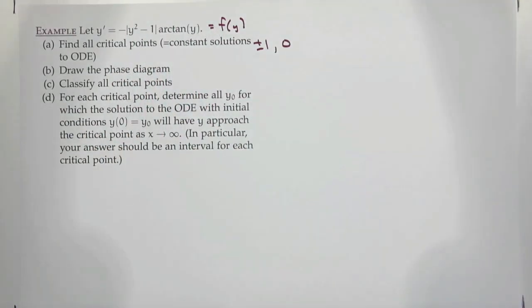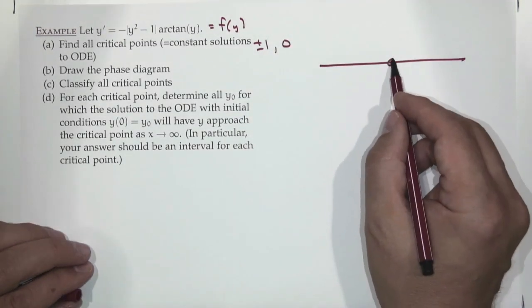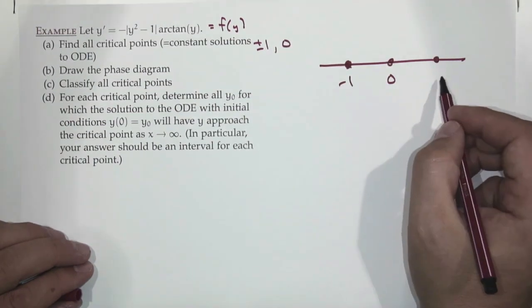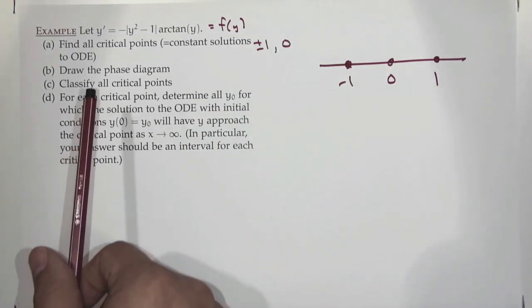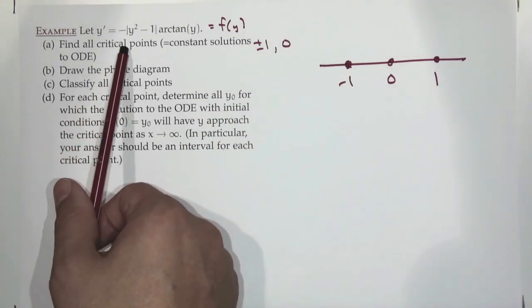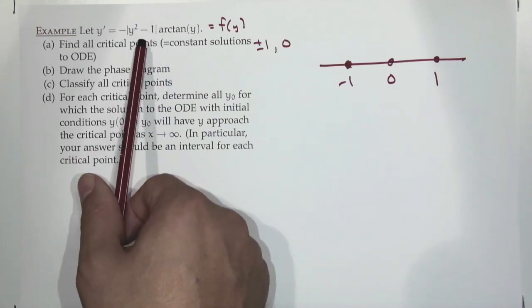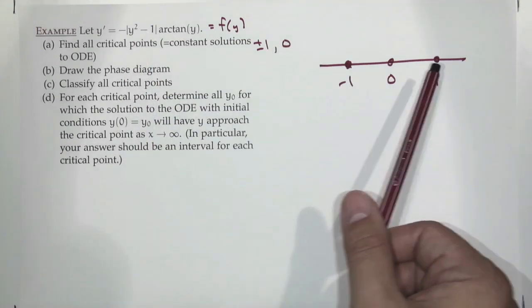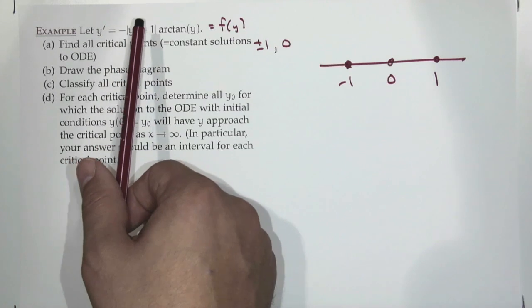Part B, draw the phase diagram. Okay, well, there's only 3 points to mark for critical points. And a couple of things to observe. There's a minus sign. Well, that's always negative. What about this absolute value y squared minus 1? What can you say about that? It's always positive, except at these 2 points. But the moral is it's never negative. So it's a negative and a positive.